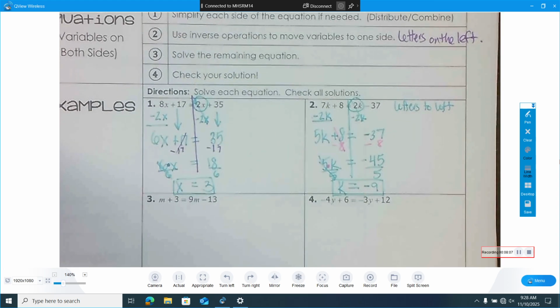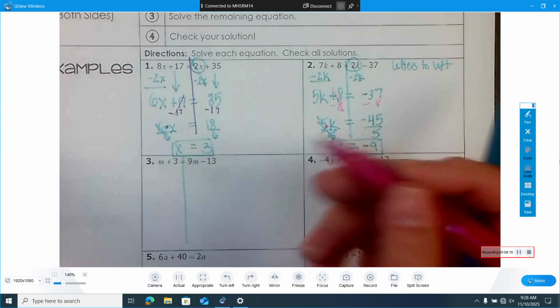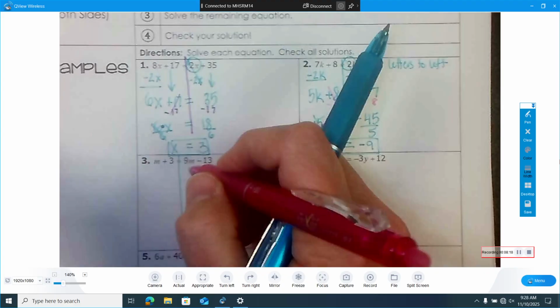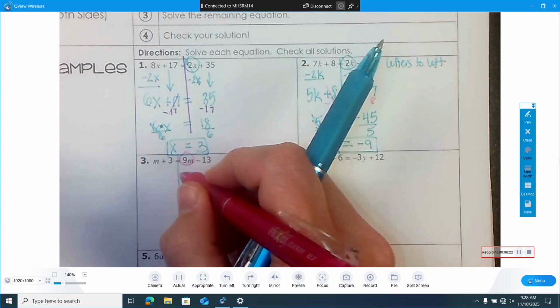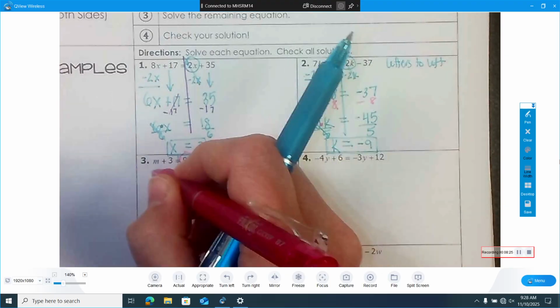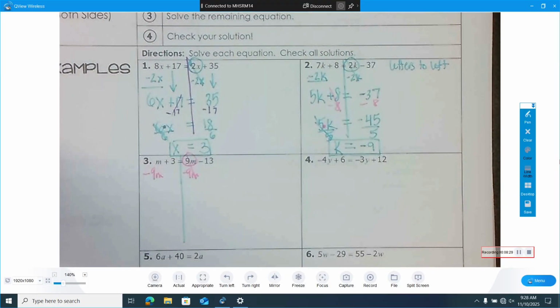Let's look at number 3. Again, I'm going to draw my wall here. Letters to the left. Letters to the left. What should we do first? Yeah, I got to move this thing with the letter on it. The 9m is unhappy. We're going to move him to the other side. We're going to subtract 9m's. So positive 9m and negative 9m go away.